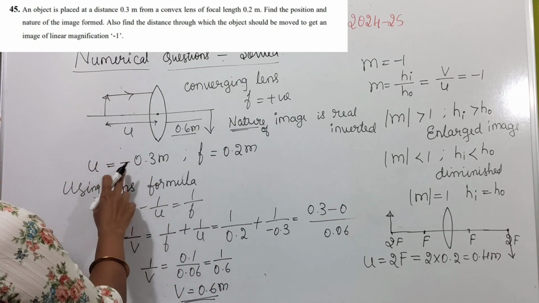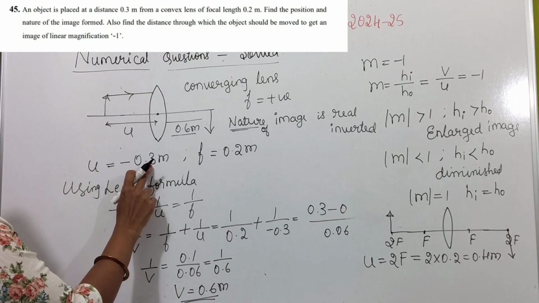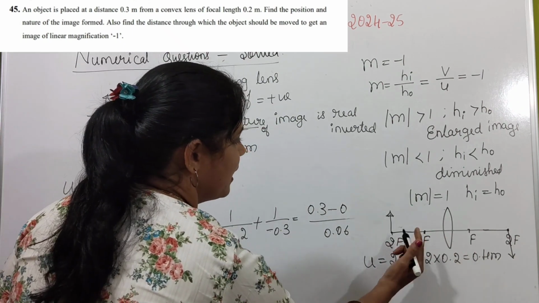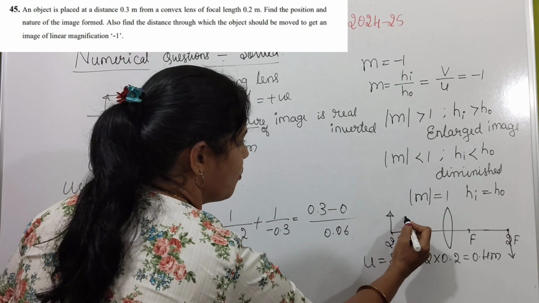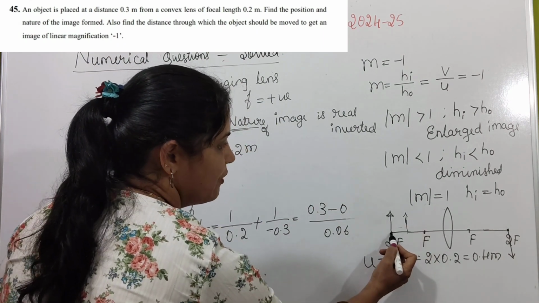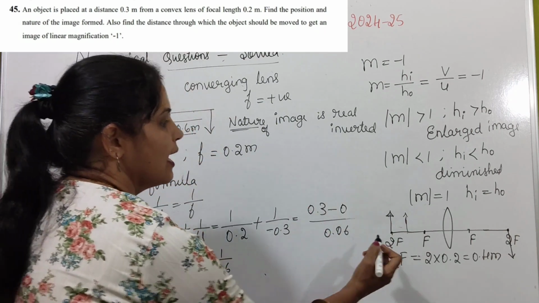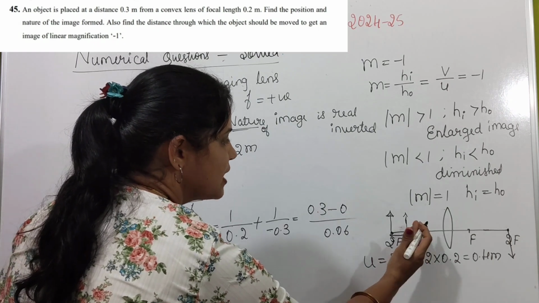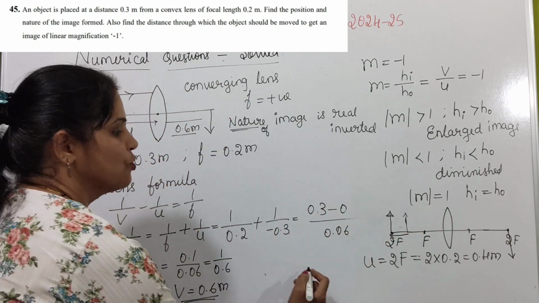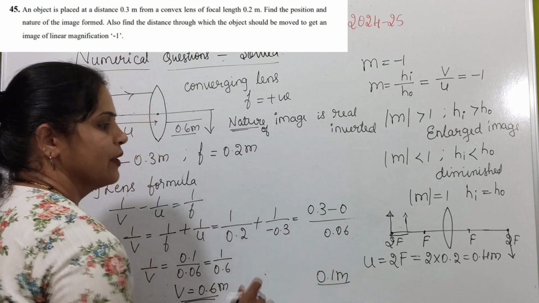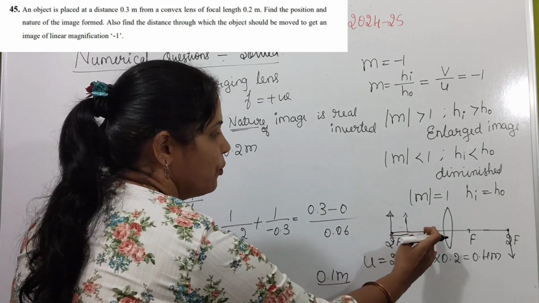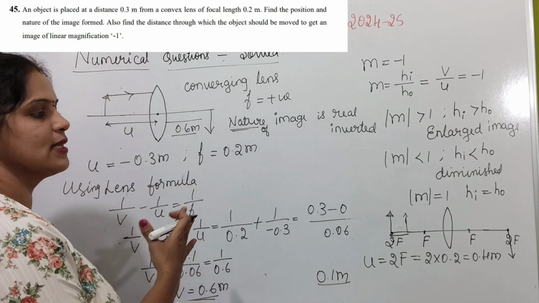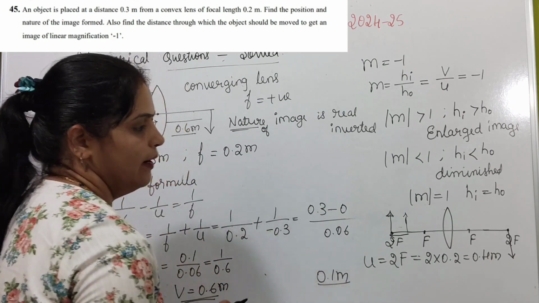Initially the object is at a distance of 0.3 meter. Now it should be at 0.4 meter. What should be the distance moved? The extra distance traveled by the object is 0.1 meter. Therefore the object should be moved away from the convex lens through a distance of 0.1 meter. Is it clear? The extra distance moved by the object is 0.1 meter.